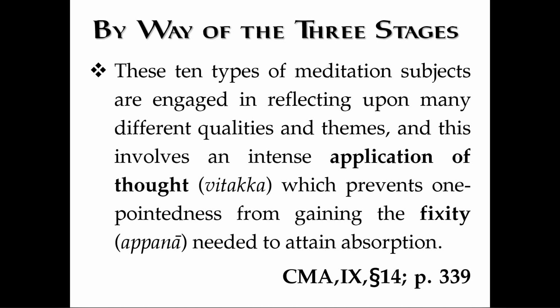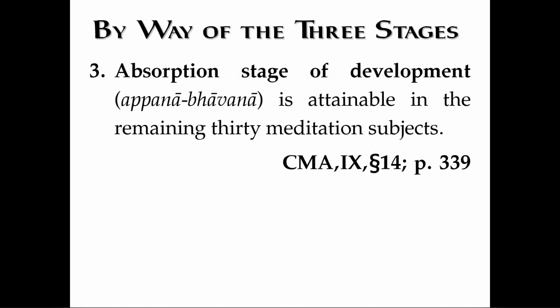But all the meditation methods will produce the preliminary stage of development or meditation. One way or another, it will produce tranquility of the mind, samadhi or samatha. So here are 10 types of meditation method that produce only access concentration or access development. Number 3, absorption stage of development. Actually, absorption here means jhana, the jhana state of development or meditation. So jhana is attainable in the remaining 30 meditation subjects.